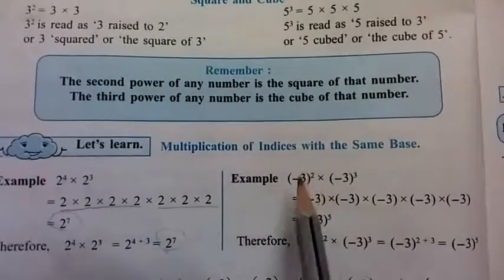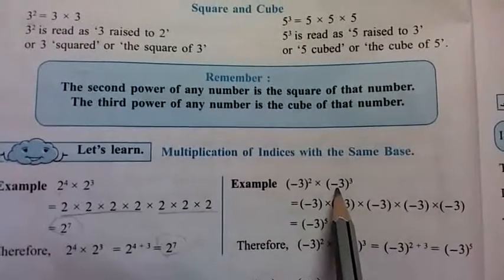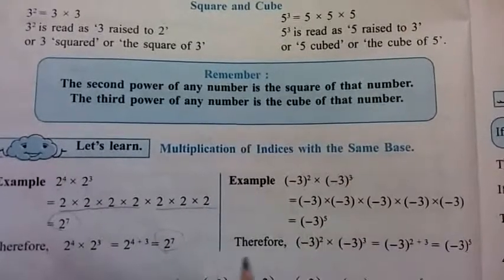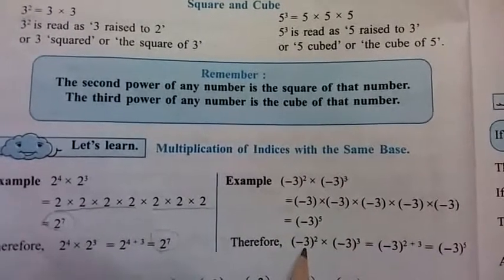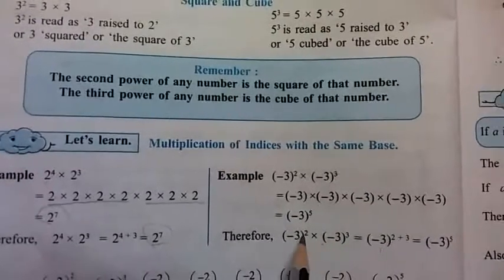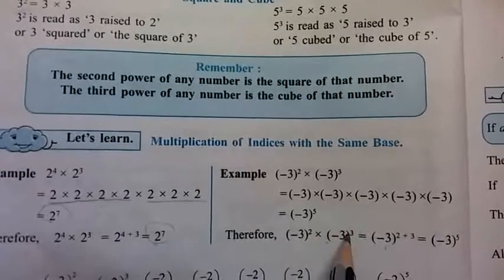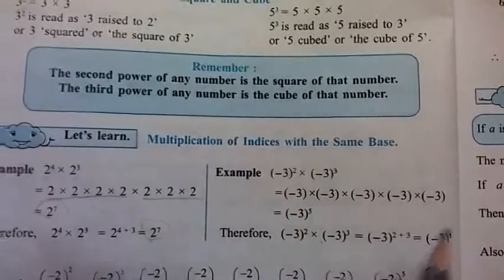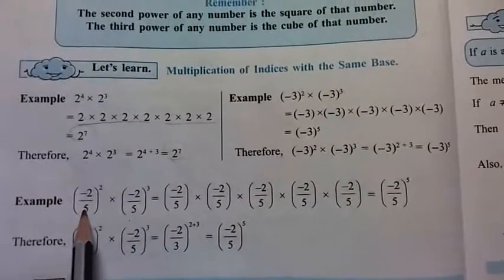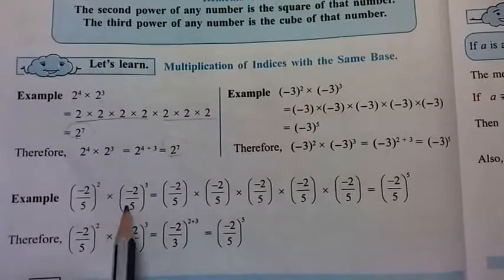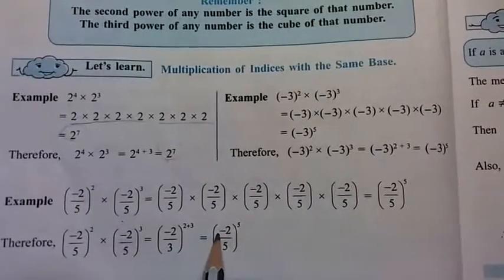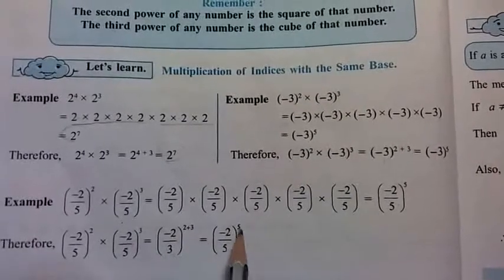Similarly for this example, minus 3 base is common, minus 3 raised to 2 multiply by minus 3 raised to 3 is equal to minus 3 raised to, you just add the indices, 2 plus 3, 5, means your answer is minus 3 raised to 5. Similarly for next example also, minus 2 upon 5 raised to 2 multiply by minus 2 upon 5 raised to 3. 3 plus 2, 5, means your answer is minus 2 upon 5 raised to 5.